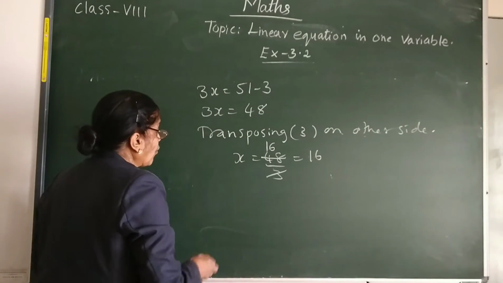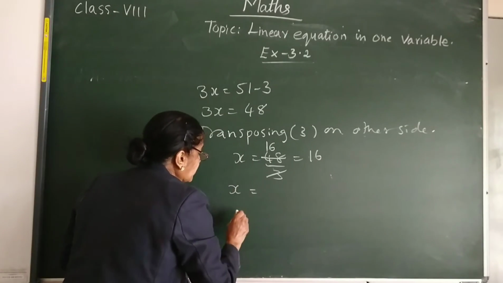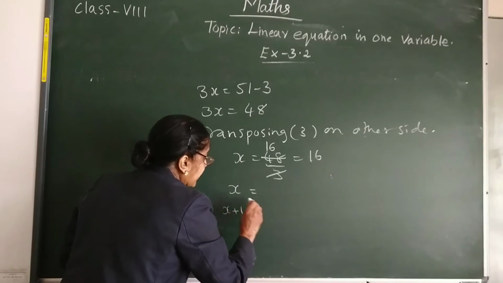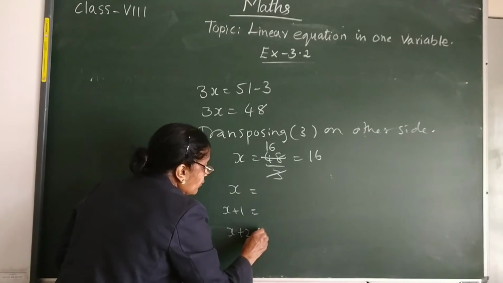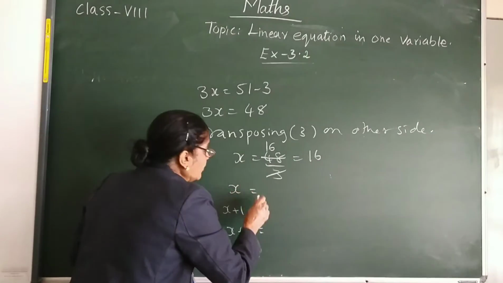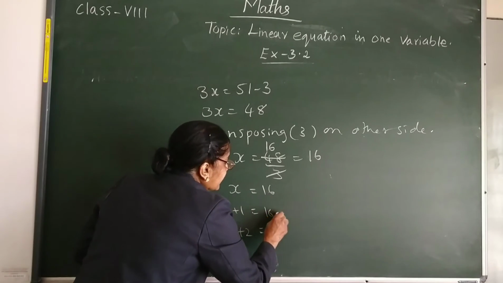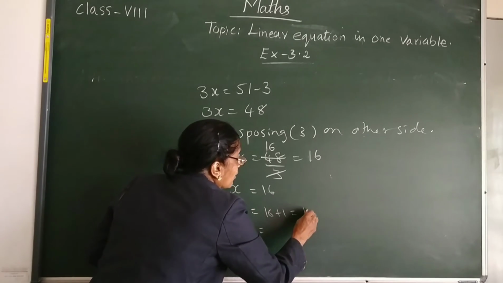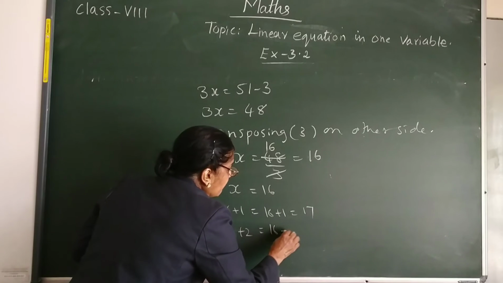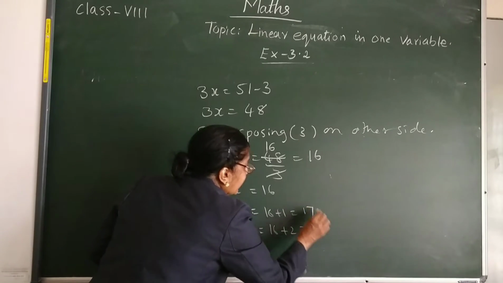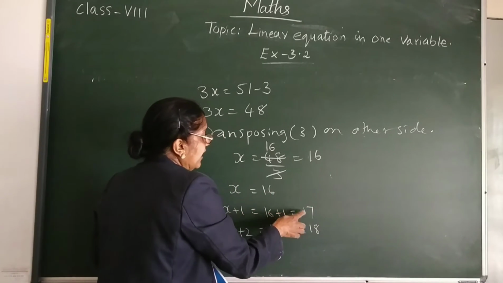Let us find out what our consecutive numbers are. x is our first consecutive number. x plus 1 is our second consecutive number. x plus 2 is our third consecutive number. The x value is how much? 16. Then 16 plus 1 is equal to 17. 16 plus 2 is equal to 18. So 16, 17 and 18.